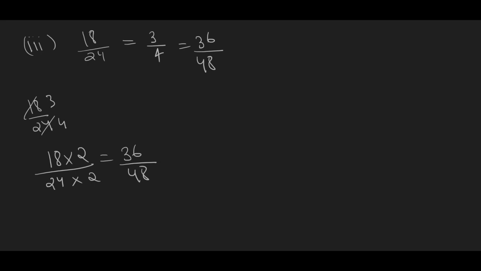You can have any number of equivalent fractions. If you multiply 18 upon 24 with any number, say 3, then you will get the same equivalent fraction. And if you multiply them, this will be 54 upon 72.